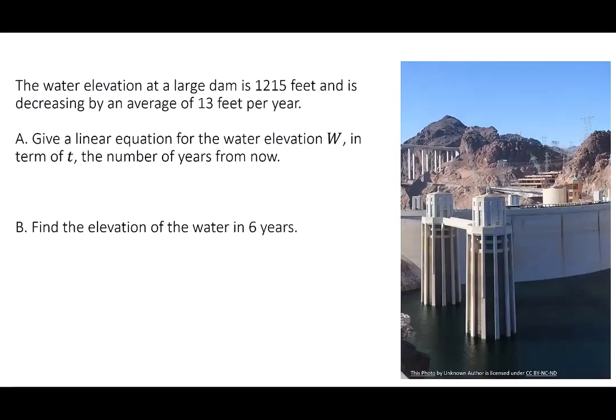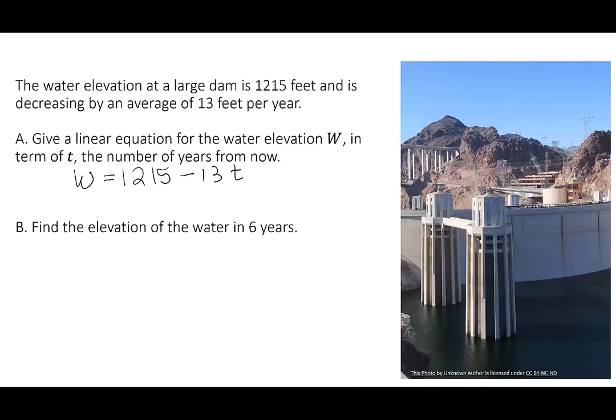Let's start by reading the problem. The water elevation at a large dam is 1,215 feet and is decreasing by an average of 13 feet per year. Give a linear equation for the water elevation W in terms of T, the number of years from now. So water elevation is our height, and it's going to be 1215 minus 13t. So we're looking at where do we start? So we started at 1215, and because it's going down, we're subtracting to show that decrease by 13 per year. We do 13 times t.